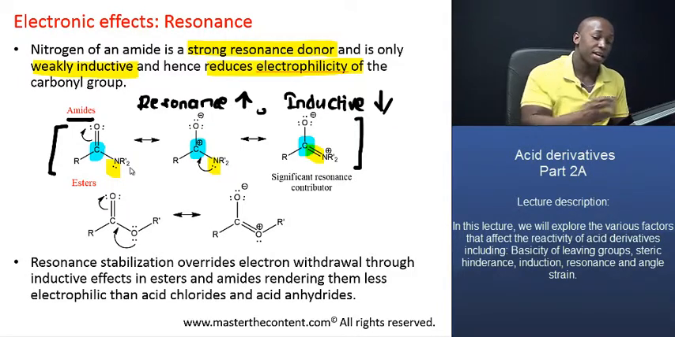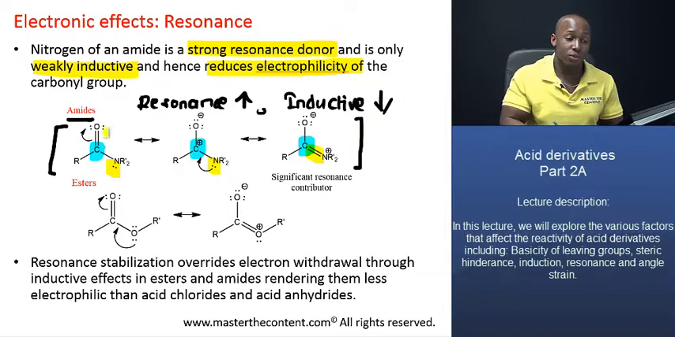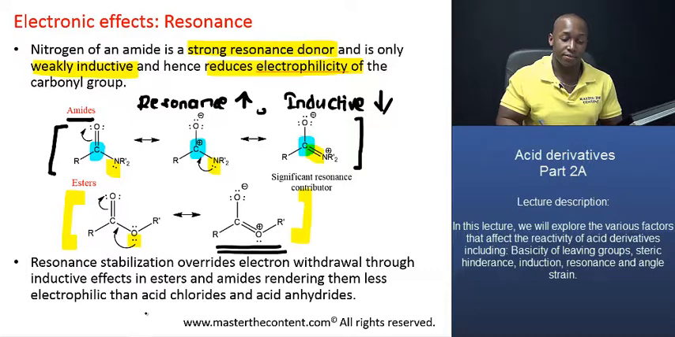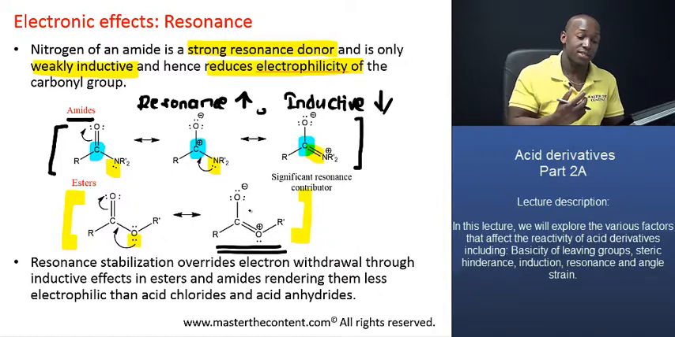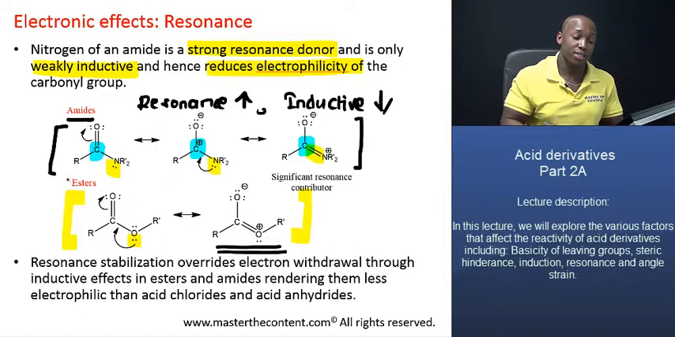Now, esters, on the other hand, also do experience some degree of resonance stabilization in that we can see a pair of electrons from this oxygen atom being delocalized into that pi system, into that conjugated system, resulting in the creation of another resonance contributor that you can see right here. Now, it just so happens that the resonance effect is not as important in esters as it is in amides.